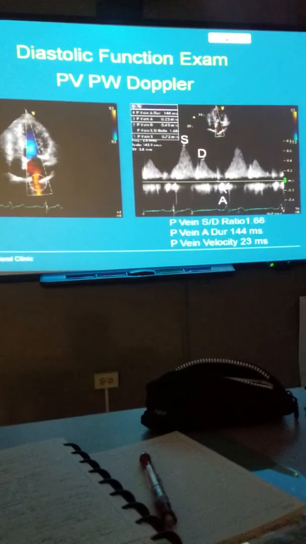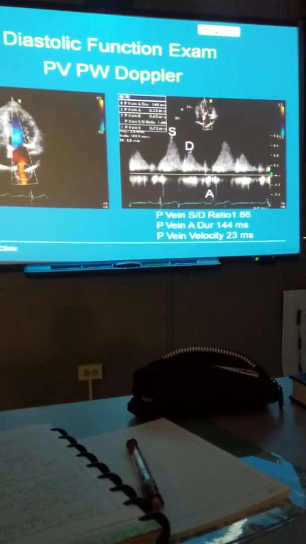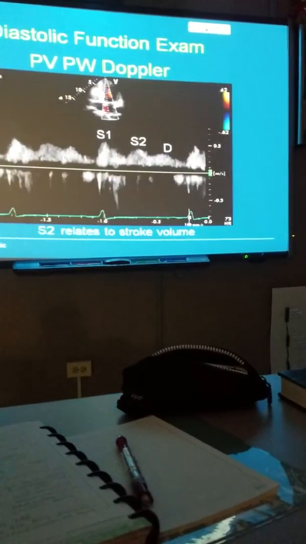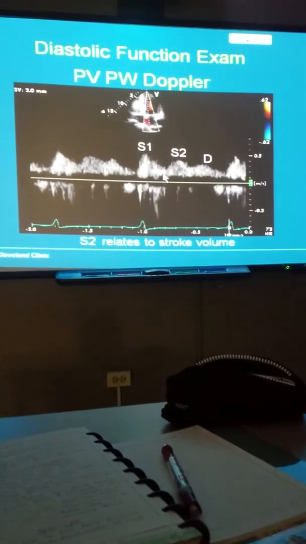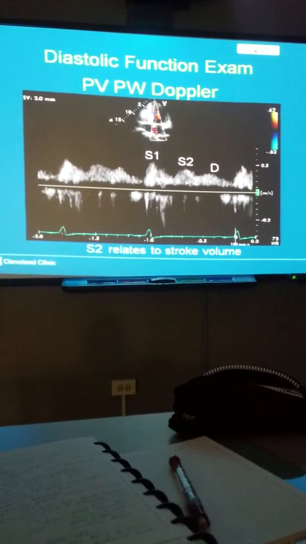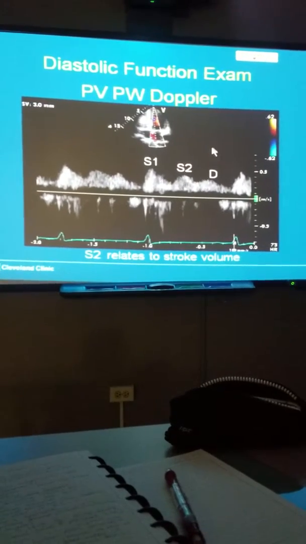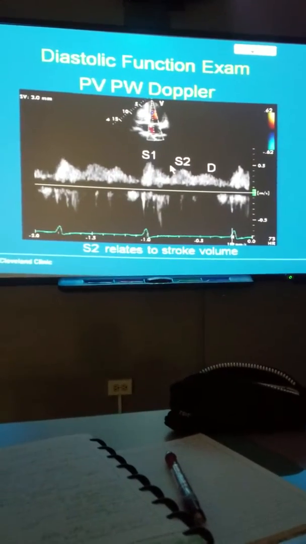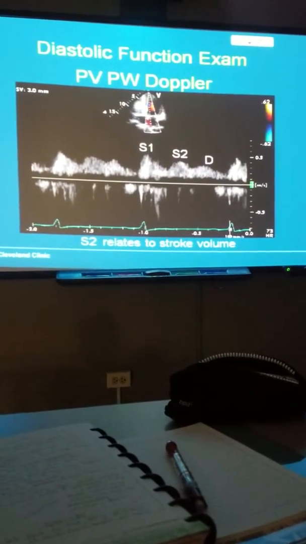So as you can see, it's so important to have all your Doppler filters and your scale, everything set just properly. Here's also an example of what you're going to see. You don't see this all the time, but there's actually an S1, systole 1, and an S2, and then diastole. We measure S2. We're not measuring S1 because the S2 is relating to the stroke volume.